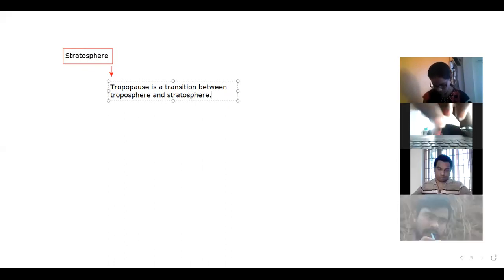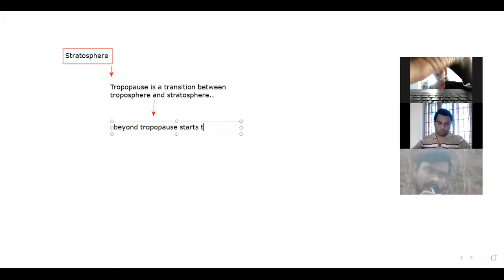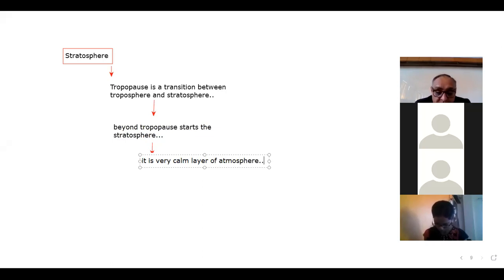So that is the point. Beyond the tropopause starts the stratosphere. As far as the stratosphere is concerned, there are three important characteristics of it. One important characteristic is that it is a very calm layer of the atmosphere.